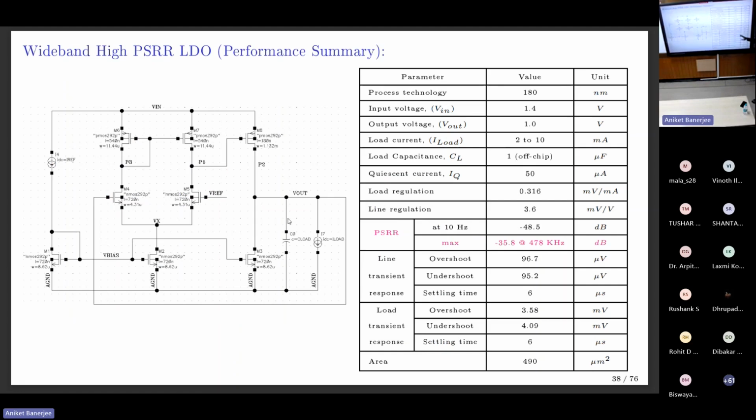This is the summary of the wideband high PSRR design. These are the input specifications: Vin, Vout, load current range, load cap, and quiescent current. Up to here, these are the specifications along with the PSRR numbers. Then these are the simulated numbers: simulated load transients, load regulation, line regulation, PSRR numbers, meaning all the overshoot, undershoot, and so on.